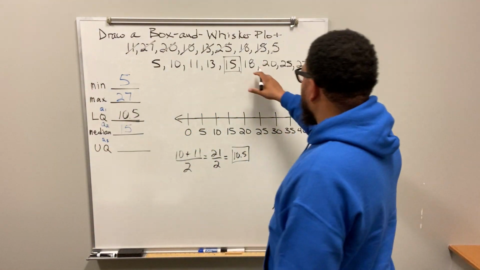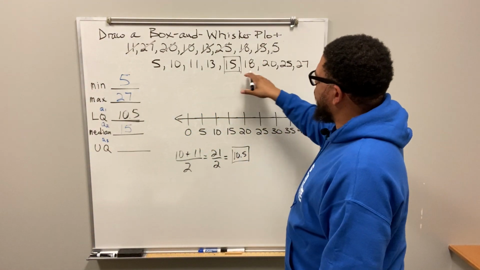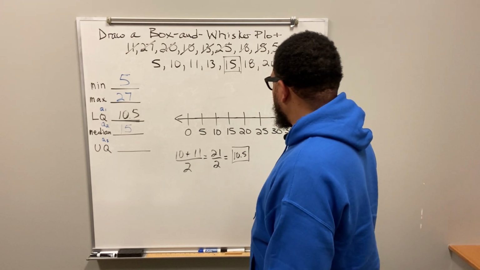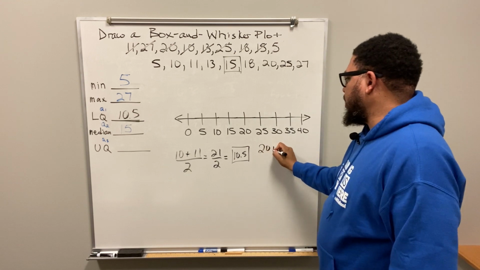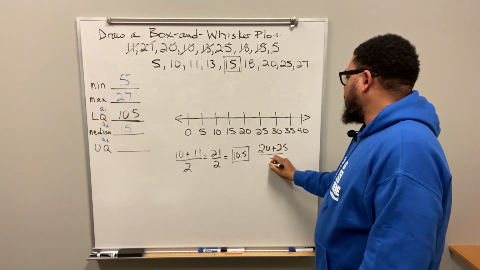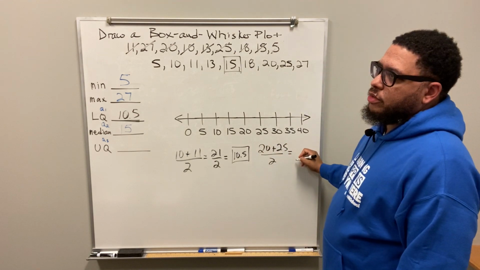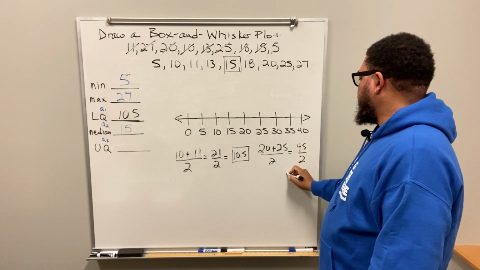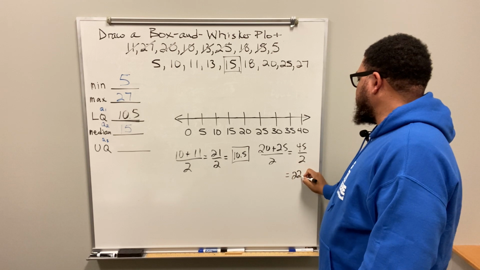All right. So now I got 4 out of 4 numbers in my bigger numbers. So I need to find the average of 20 and 25. So I'm going to do 20 plus 25 divided by 2. That gives me 45 divided by 2, which gives me 22.5.